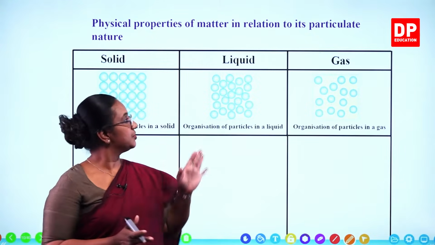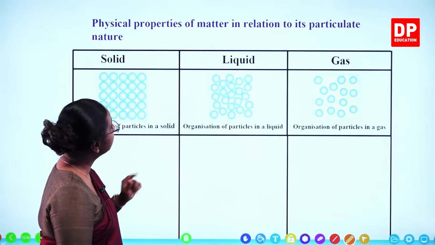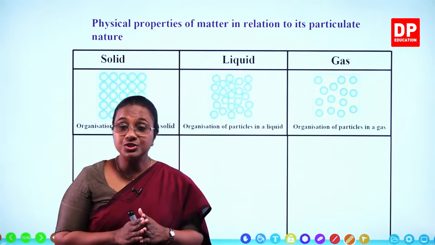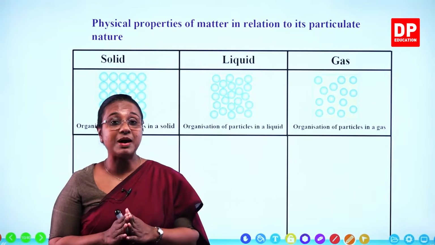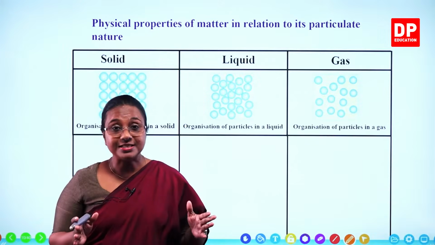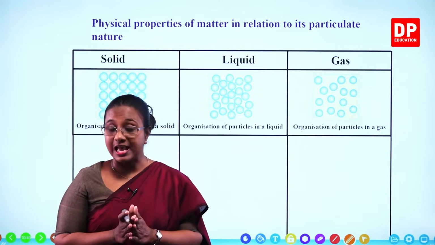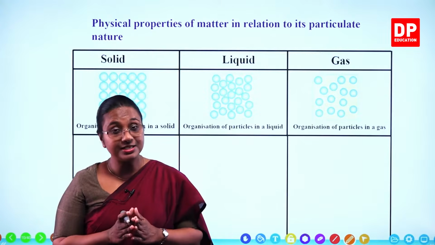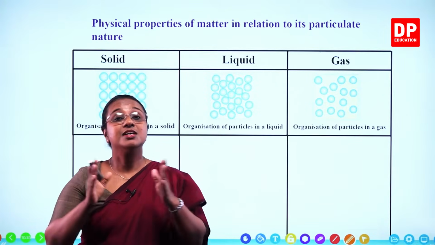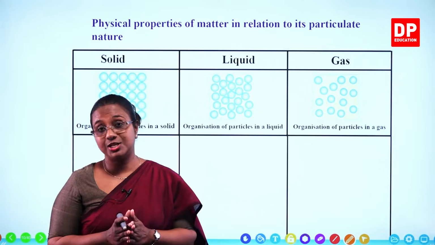Hello my dear students. So now we are going to continue the lesson where we try to understand the physical properties of matter in relation to its particulate nature. So in the first two chapters, you all got a good understanding about what particulate nature or discontinuous nature of matter is. What is it? All matter, irrespective of their physical state, that is solid, liquid or gases, they are all made up of particles. Those are the constituent particles, and between those constituent particles there is space. So that is what we call as particulate nature or discontinuous nature of matter.